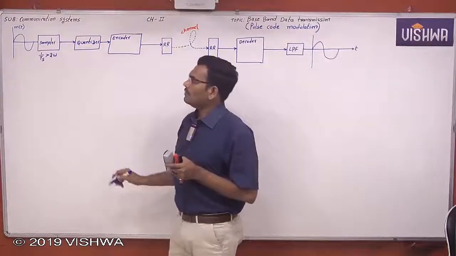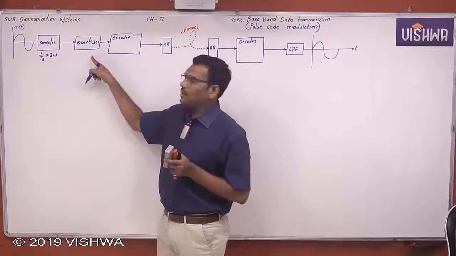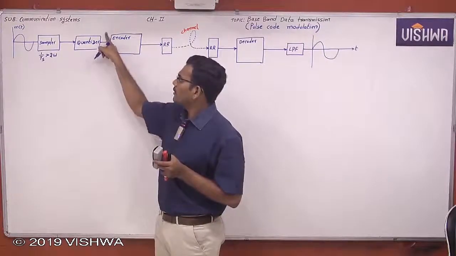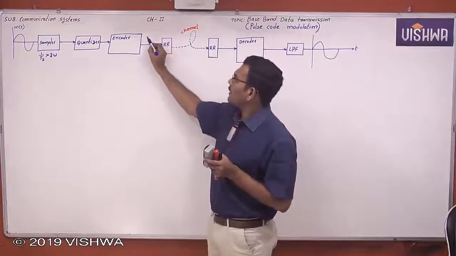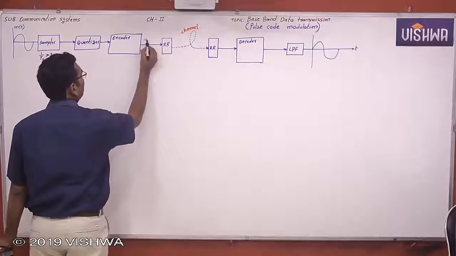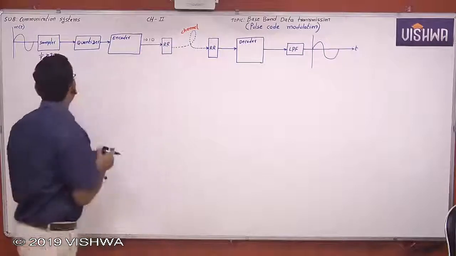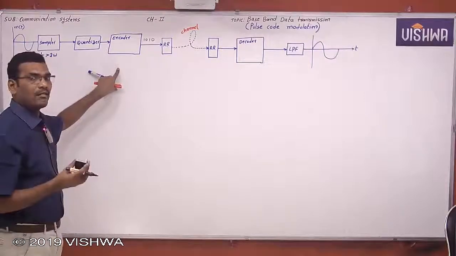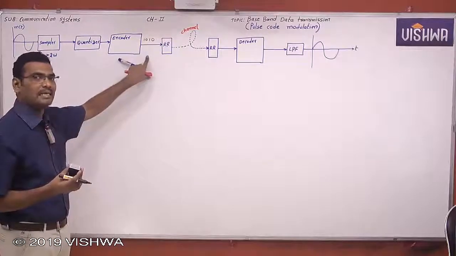After sampling, the sampled signals go to the quantization process. Then the quantized samples go through the process of encoding. The output of the encoder is a sequence of ones and zeros, the binary data. Sampling, quantization and encoding are required to convert a continuous wave signal into binary, digital data.